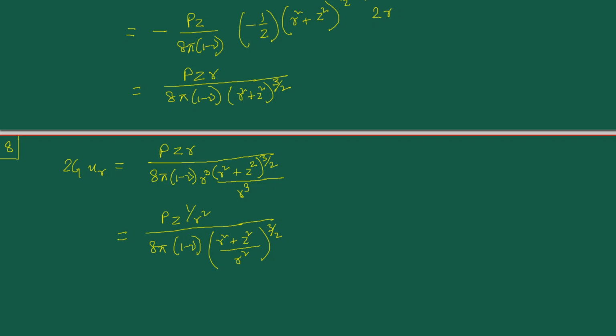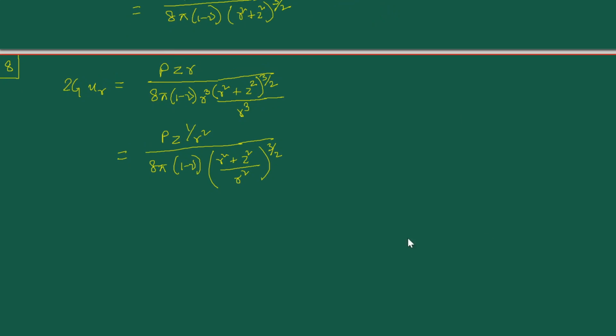Alright, which means, so this is z, this is 1 by r square, okay, so this is the form that I am interested in.